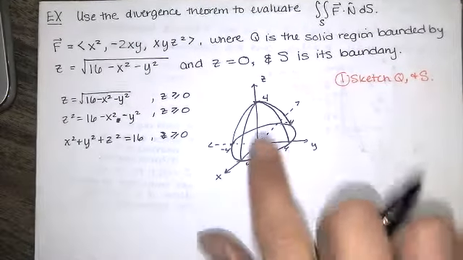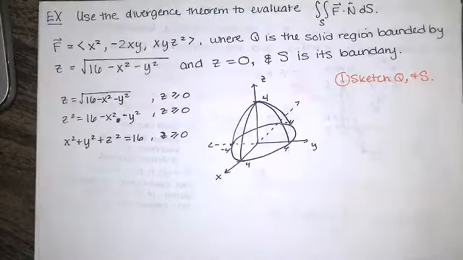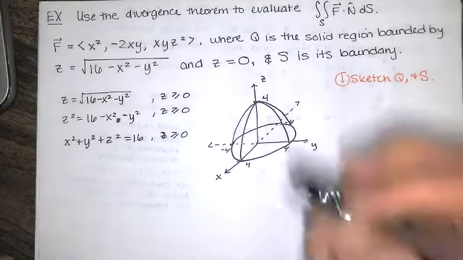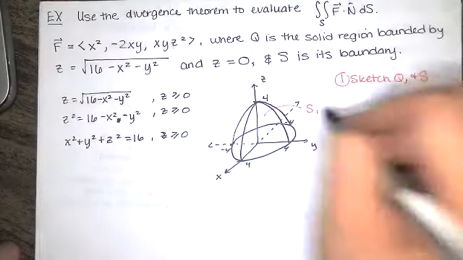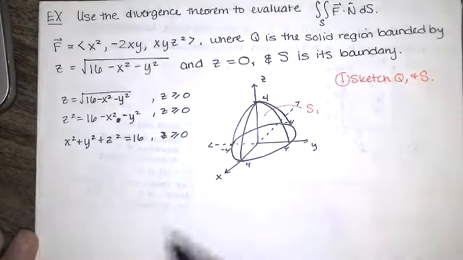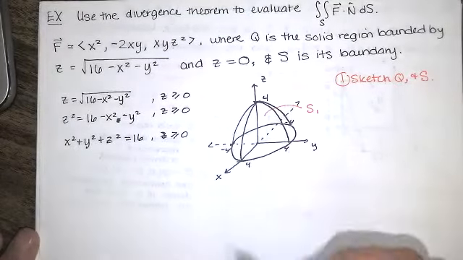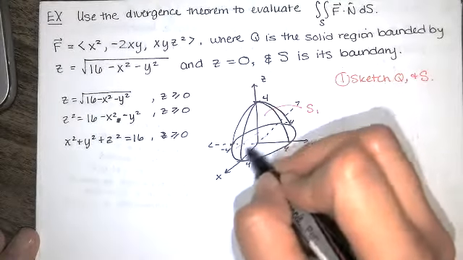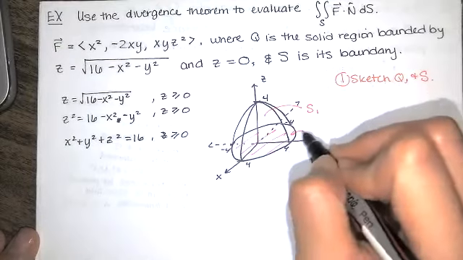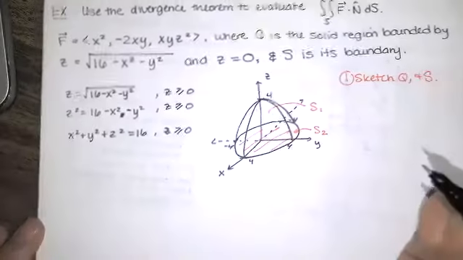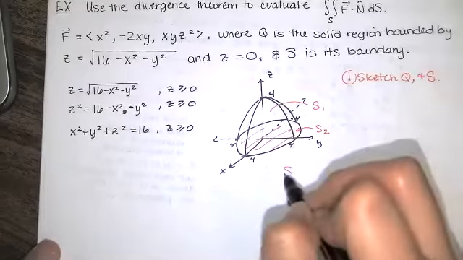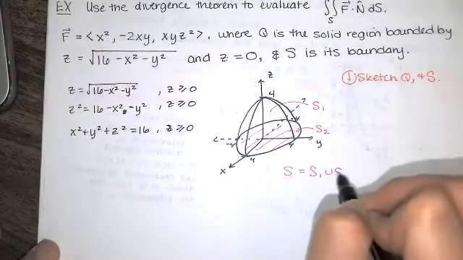So that is the top part of S. So I could call this S1. And Z equals 0 is the bottom half. So Z equals 0 is down here. That's S2. And S is the union of S1 and S2.